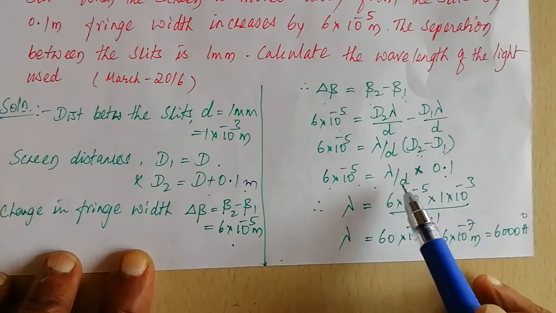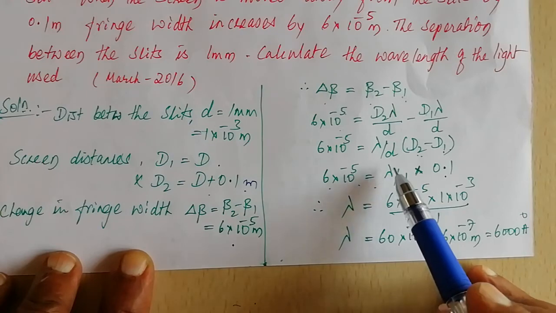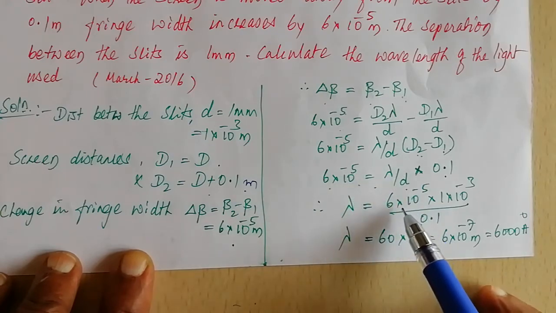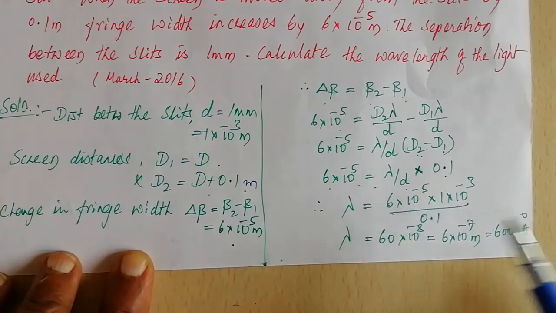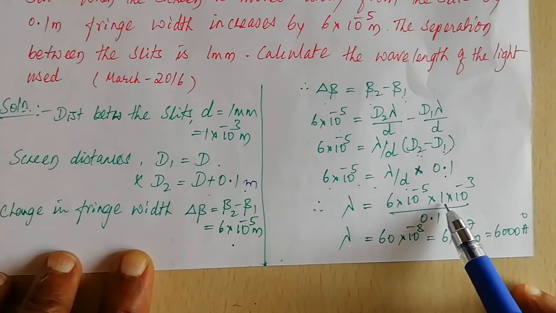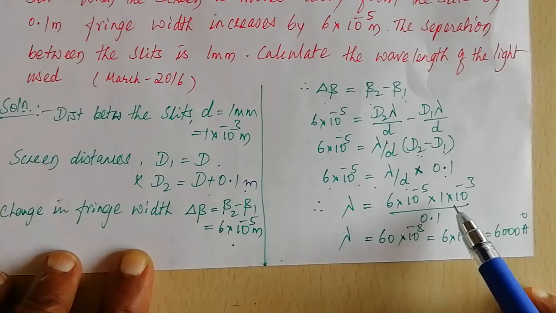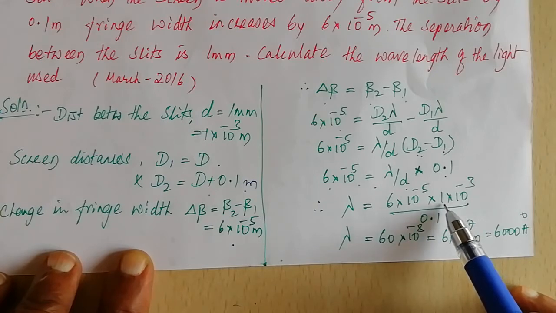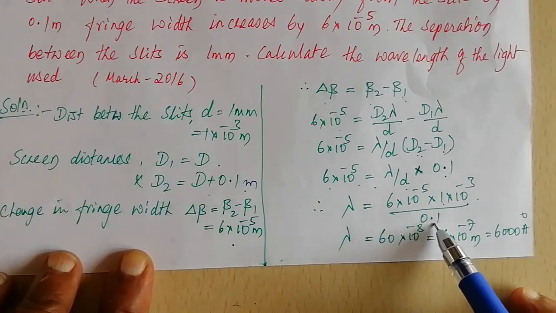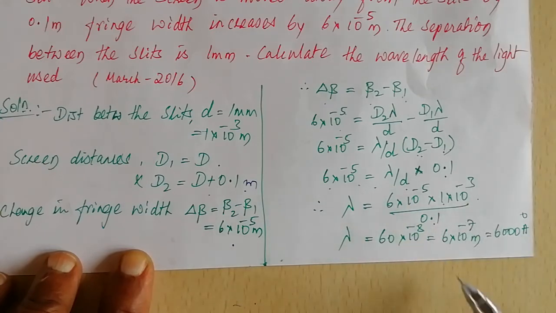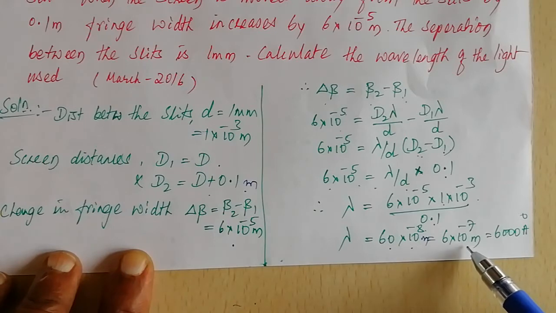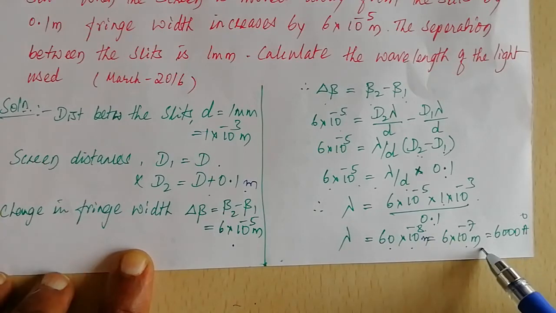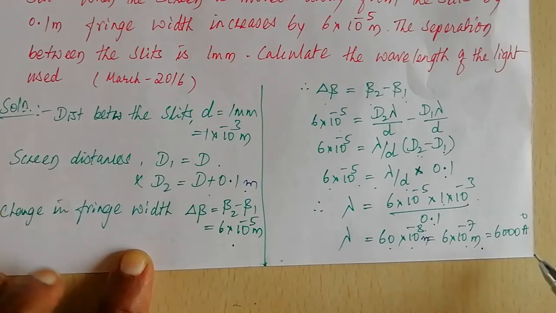Then rewriting this for the wavelength of light lambda, lambda equals 6 into 10 raised to minus 5 into d divided by 0.1. The small d, that is the distance of separation between the two slits, is 1 millimeter. That's why it is 1 into 10 raised to minus 3 divided by 0.1. On simplification, lambda comes out to be 60 into 10 raised to minus 8 meter, or 6 into 10 raised to minus 7 meter, or that equals 6000 angstrom units.